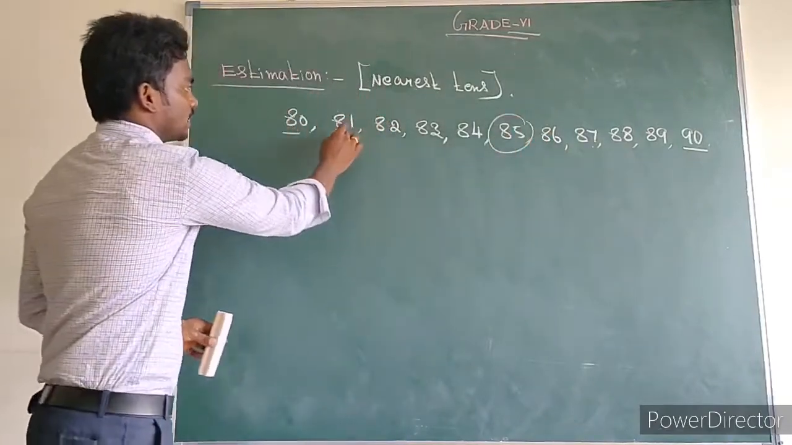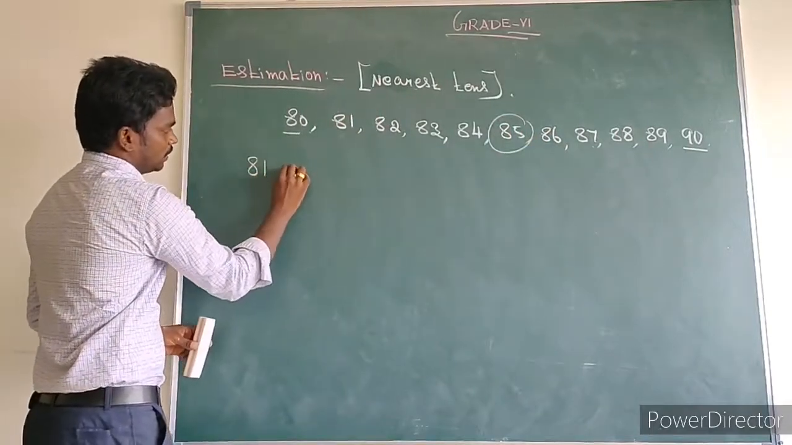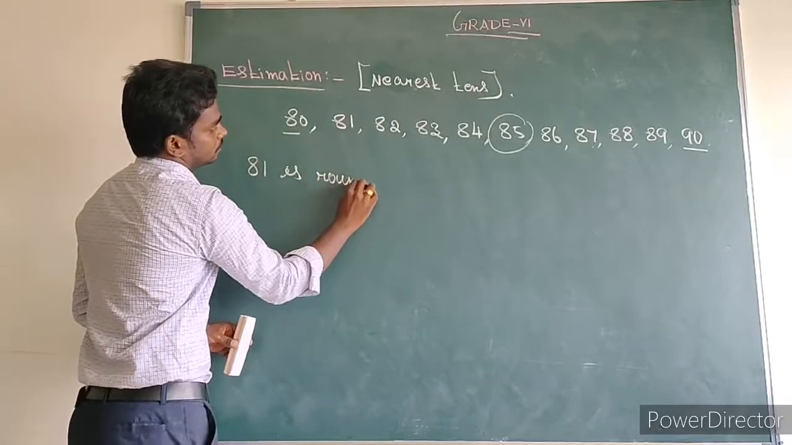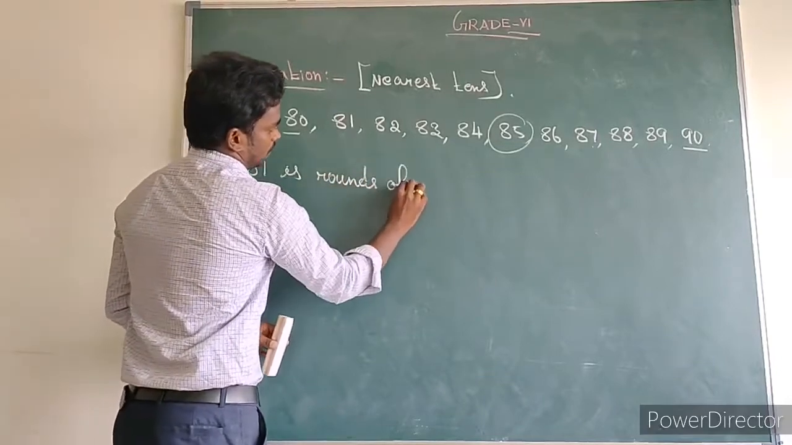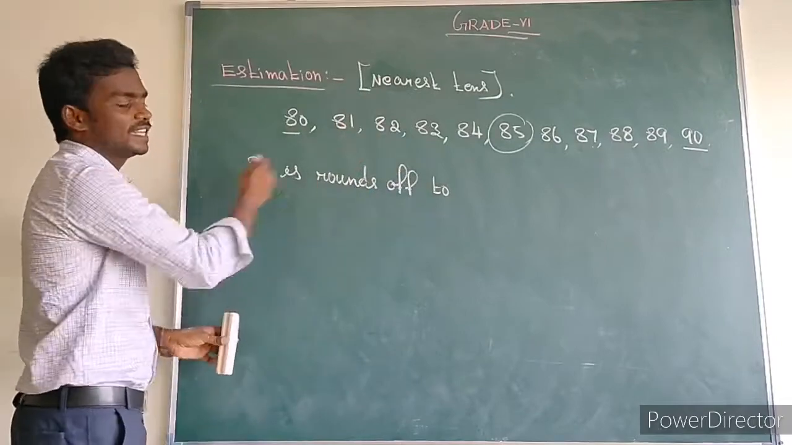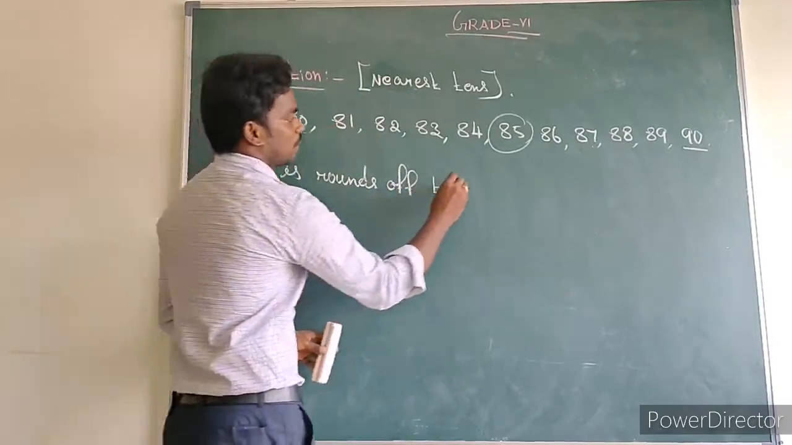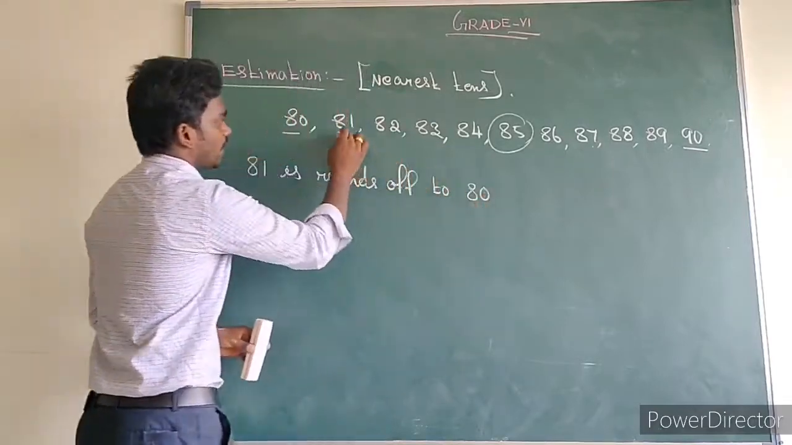So we can consider that 81 rounds to the nearest 10. Which is the nearest place value of 81? That means the nearest tens place. Nearest tens place is 80. So 81 rounds to what? 80. So where is 82?